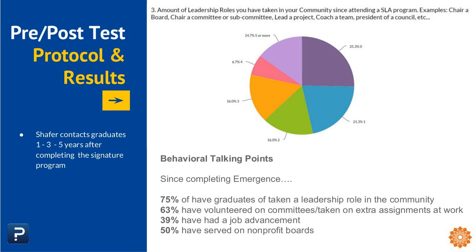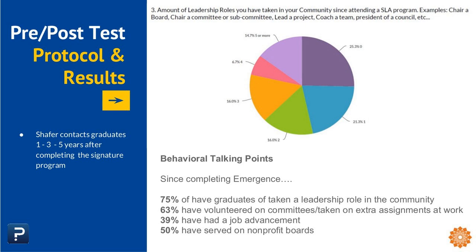And so what we've started doing is, Emergence is our signature leadership program. It's where we started 11 years ago. It's 8 weeks. It's what people know us for. We've asked people when they've registered now, how involved are they in the community? Our mission is to create leaders for East Central Indiana. So we want to know when you interact with us, how much are you already leading? What level are you leading at?